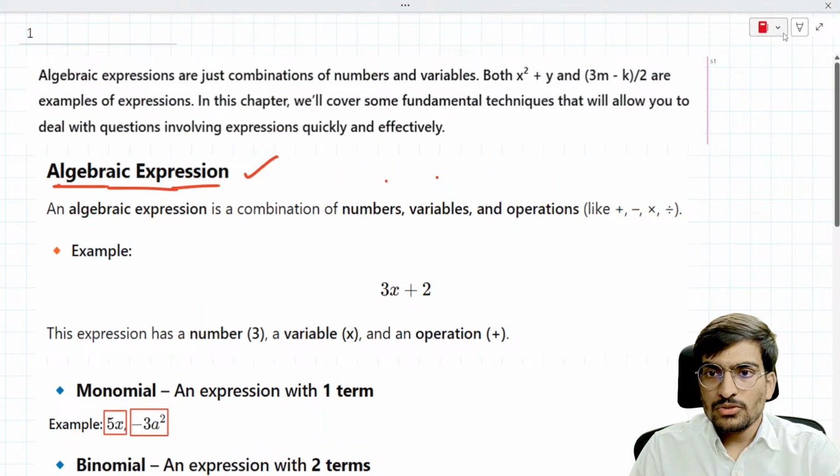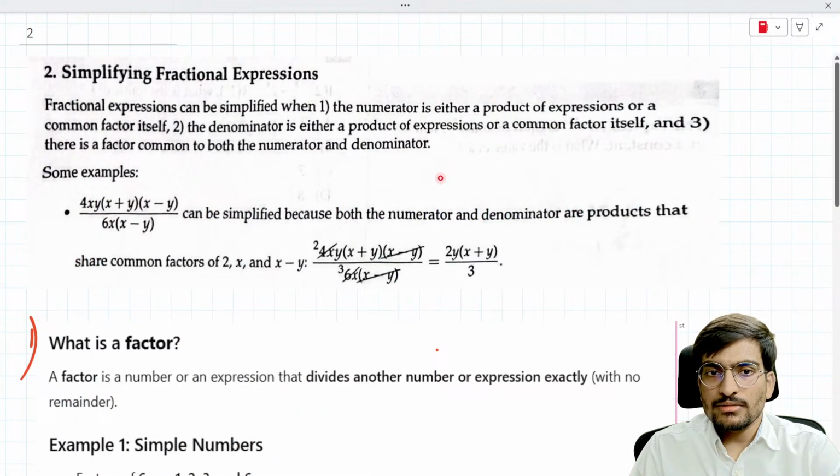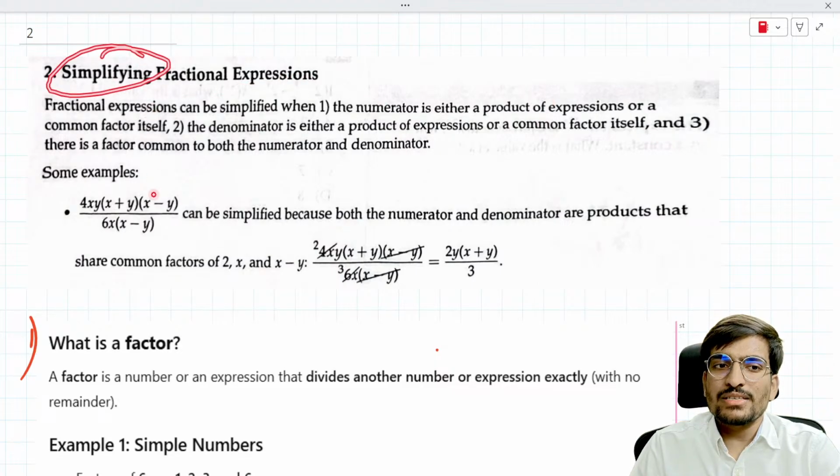Moving to the next one. So that's how we add like terms. Now here, simplify fractional expressions. I'll just quickly tell you how you can simplify. Simplify is nothing but reduce.